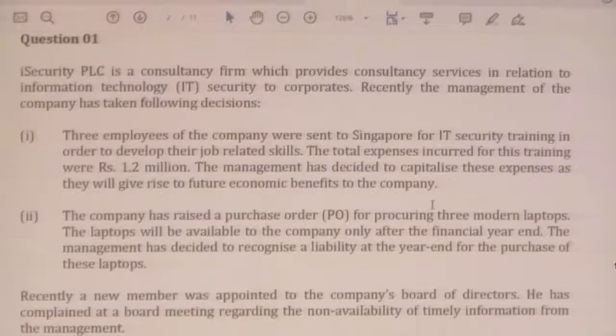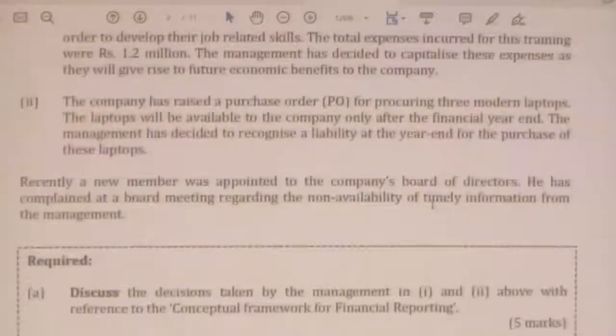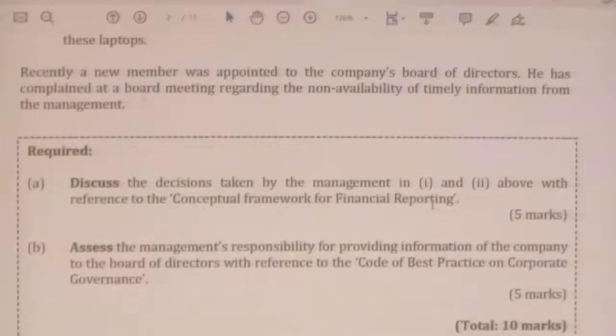Therefore, you can't capitalize. So how do you answer? So this is the way you should answer. First of all, you have to read the examiner's requirement. Discuss. Don't need to identify, state, all these things are irrelevant. Discuss. You have to explain the decision taken by management in Roman number 1 and 2 above with reference to the conceptual framework. Right? Now, the conceptual framework you have to use to answer this question. Right? Conceptual framework clearly explains elements of financial statements.